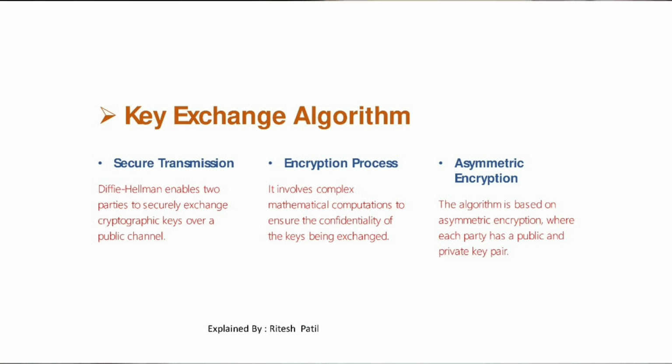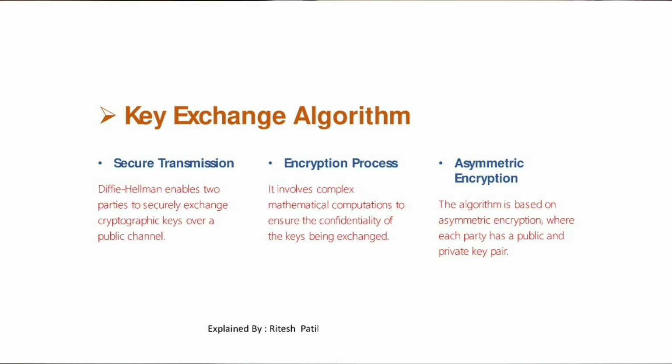So first one is the secure transmission. Secure transmission refers to the process of sending data confidentially and with integrity over a communication channel. Key exchange algorithms like Diffie-Hellman play a crucial role in achieving secure transmission by providing the shared secret key used for encryption.